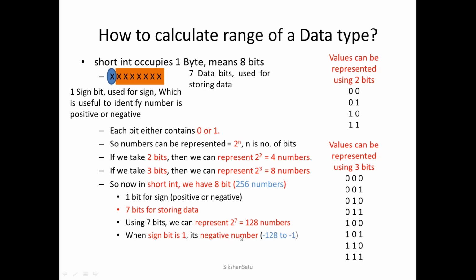So all are negative numbers, so it is minus 128 to minus 1. Now if your sign bit is 0, then numbers represented are positive. So it is ranging from 0 to 127, because total numbers are 128. So 0 to 127. Now if we put these two together, we can get the full range, that is starting from minus 128 to 127. So the total range is minus 128 to 127.